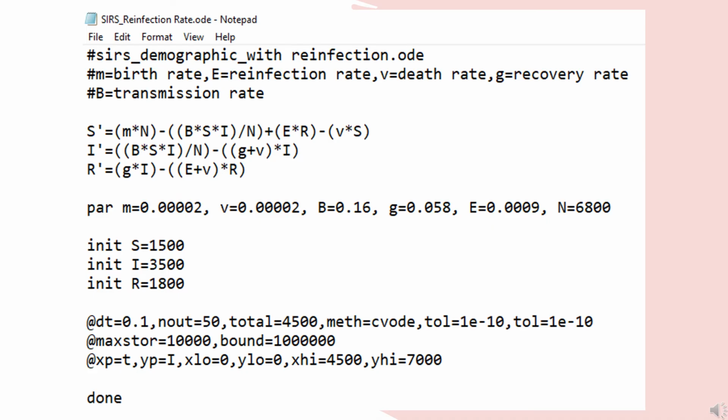This is the coding in Notepad before we run it in the XPPAUT software. All these parameter values are obtained from the fitted parameter values in research article 1, and the initial value of N will be 6800, and the initial values of S, I, and R are also set as follows.